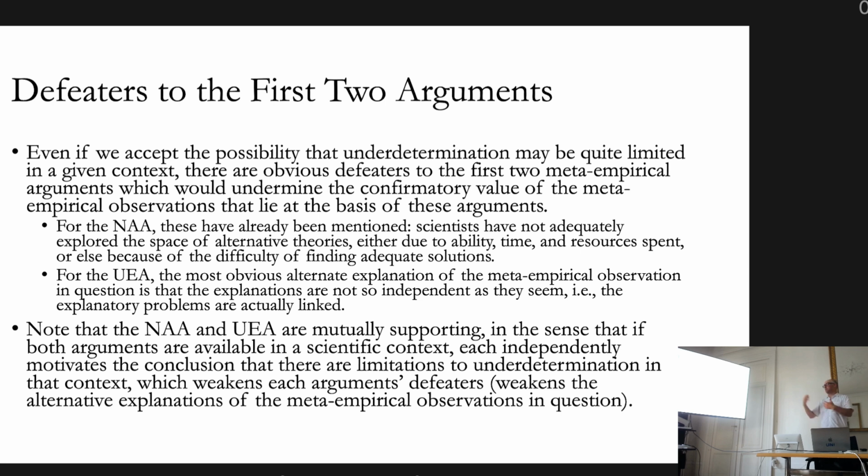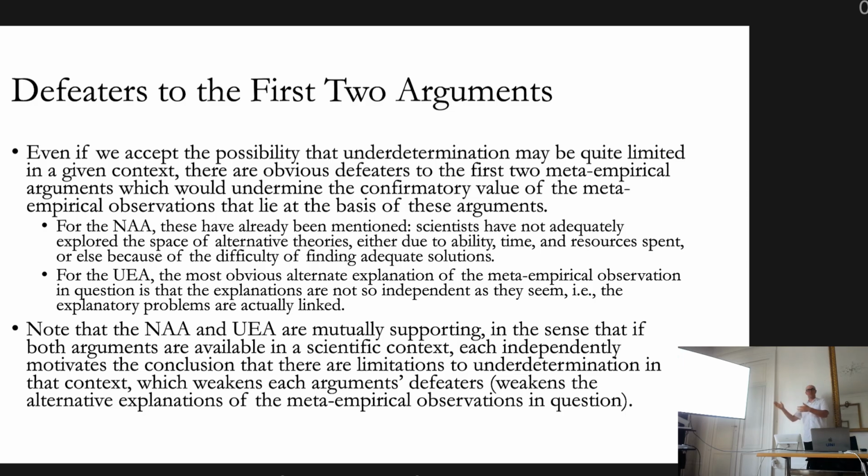Now, if you can make both of these arguments in a given theoretical context, you'll find that they're mutually supporting because they have different sets of defeaters. That means if this argument is successful, it supports the meta-empirical hypothesis, and if this one is successful, it supports the meta-empirical hypothesis. The fact that they're both successful means that these defeaters must be relatively weaker for each one because they're different sets of defeaters. Right, so each independently motivates the conclusion of limitations to underdetermination in that context. That weakens each argument's defeaters and therefore strengthens it. I mean, this is just a general thing about arguments, right? If you have two independent arguments for a conclusion and both of them are good arguments, then you have to worry much less about the defeaters to those individual arguments. So there's a kind of concordance effect or coherence in the arguments.